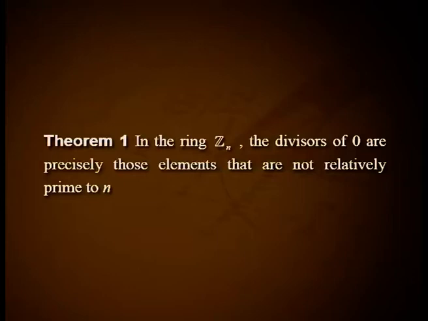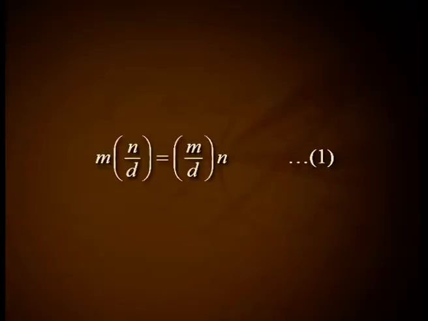Theorem 1. In the ring Z_n, the divisors of 0 are precisely those elements that are not relatively prime to n. Proof. Recall that Z_n, the set of all 0, 1, and so on up to n minus 1, is a ring under addition modulo n and multiplication modulo n. Let m belong to Z_n where m is not equal to 0 and m is not relatively prime to n. So, let the GCD of m and n be d not equal to 1. Then m times n by d equals m by d times n, equation number 1.